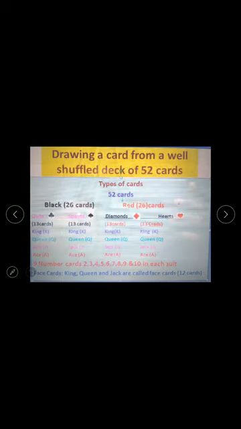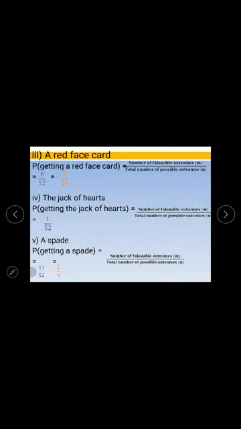What is the next one? A jack of hearts. In hearts, how many? This is heart. How many jacks are there? Yes, there is only one. So probability of getting a jack of heart is equal to 1 by 52. Directly only number of... always write a formula. Number of favorable by total number of outcomes. Clear?